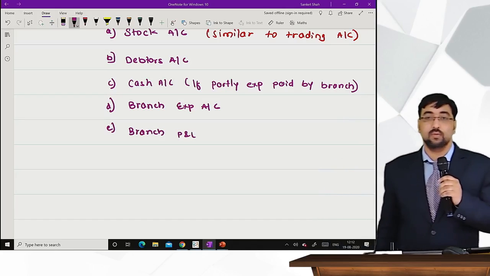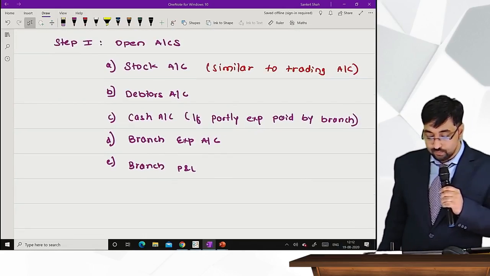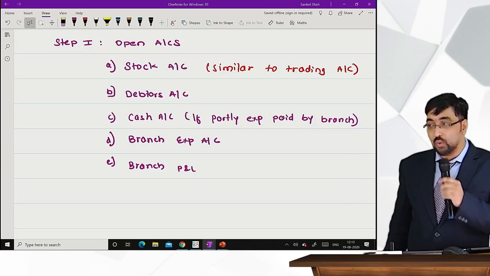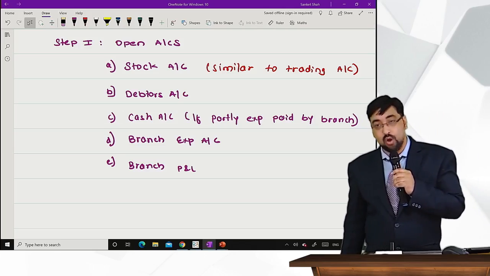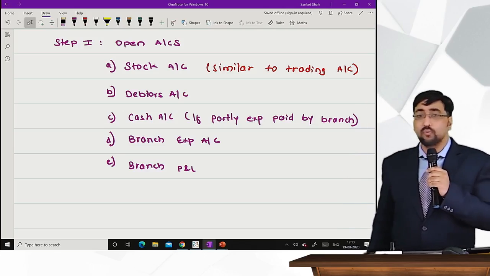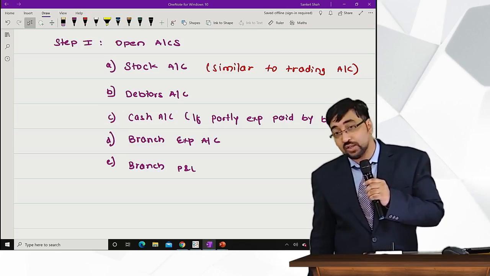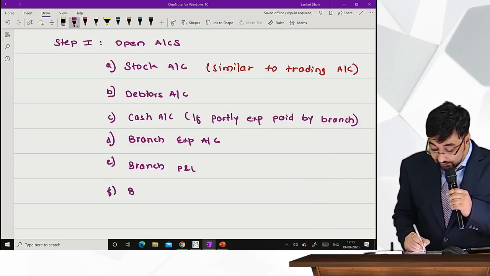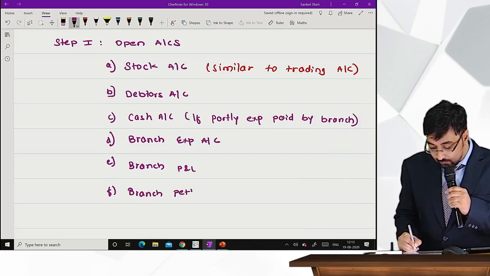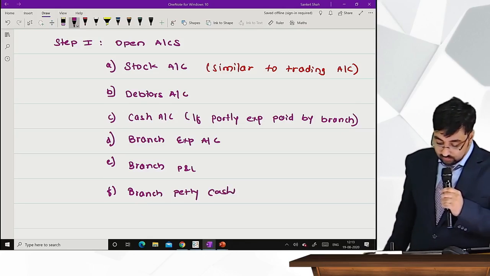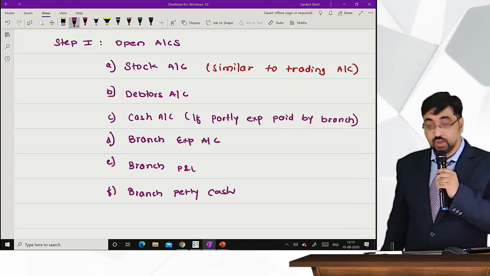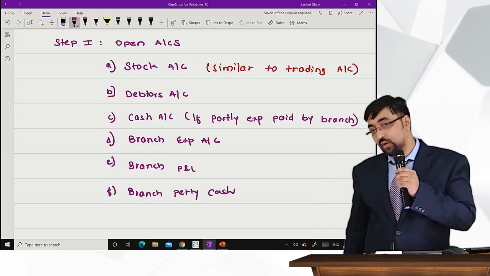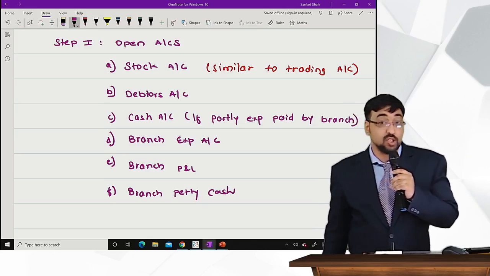So step 1, open all these accounts. Any other account? No. It is at cost. At invoice price, I am going to tell you we have to open one more account, that is branch adjustment account. But here you have to open one more account, that is branch petty cash account. So stock account, debtors account, cash account, branch expense account, branch P&L account, and branch petty cash account.